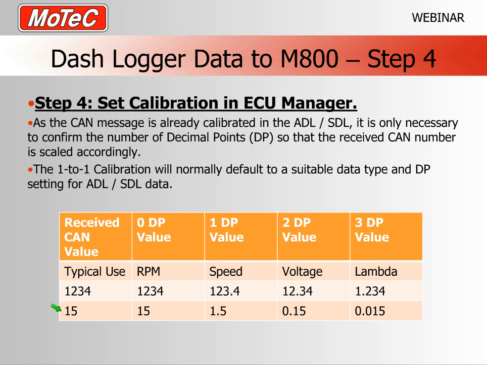Just another simple example of a much smaller number there. If we're transmitting a 15 as a raw number from the dashboard, that could translate as 15 if there were 0 decimal places, and it could be a tenth of that, 1/100th of that, or even 1/1000th of that if we had 3 decimal places. So again, this is something where we need to define that in the way it gets received into the ECU, and of course the idea is that both of these decimal place figures are matching. So you should note this down in your settings in the dash manager, and then when you go into the ECU manager, you can select the right number of decimal places.